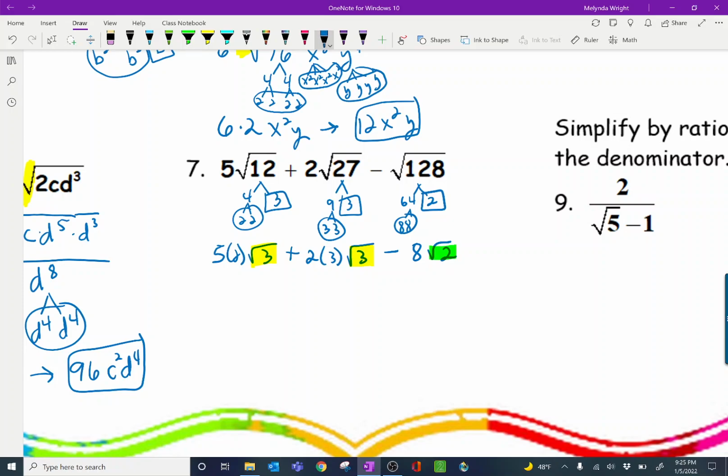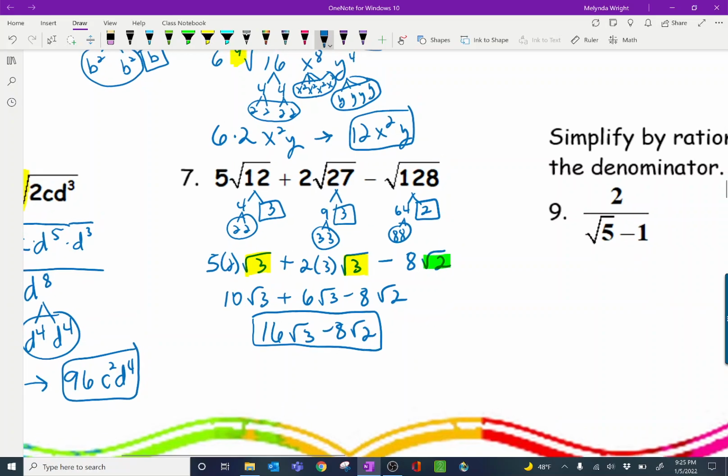So I basically have 10 root 3 plus 6 root 3 minus 8 root 2. So as I said, we can combine the common radicals together. So 10 root 3 plus 6 root 3 gives me 16 root 3 minus 8 root 2. And that is basically all I can do. Okay, so that's some examples of adding and subtracting radicals.